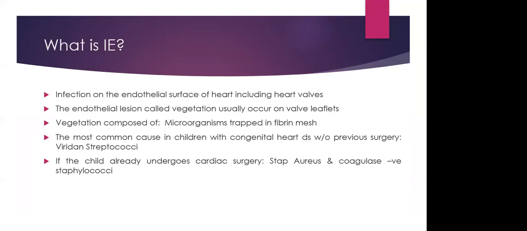Okay, so what is infective endocarditis? It is an infection on the endothelial surface of the heart, including the heart valve. So this endothelial lesion, we call it vegetation and it usually occurs at the valve leaflet. So this vegetation is composed of microorganisms trapped in the fibrin mesh.